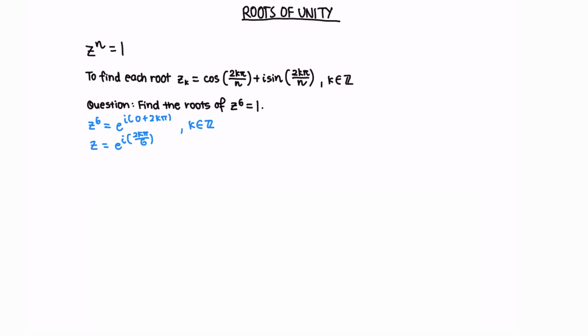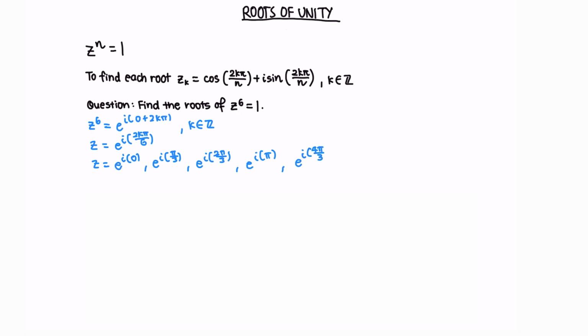So carrying on, let's find out all the roots by substituting values of k. So z can equal e to the power of i 0 when k equals 0. When k equals 1, we get pi over 3, so our argument. If we get k equals 2, we get 2 pi over 3. If we get k equals 3, we get 3 pi over 3, which is just pi. And if we get k equals 4, we get 4 pi over 3.